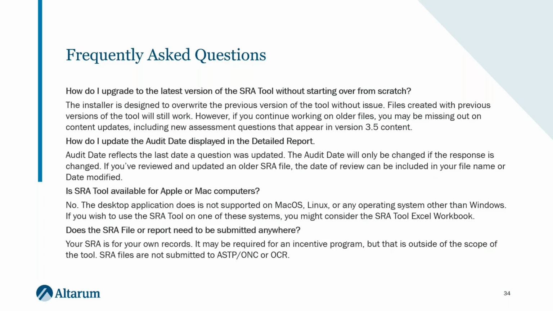So first, how do I upgrade to the latest version of the SRA tool without starting over from scratch? If you've got version 3.4 right now, maybe you used that last year, and you're looking to get version 3.5, which we said is going to be released pretty soon this fall, the installer is designed to go right over top of your previous installation. So you won't really need to do anything. You don't need to uninstall anything. You'll just get that new installer, run it, and then you'll be ready to go using the latest version of the tool.